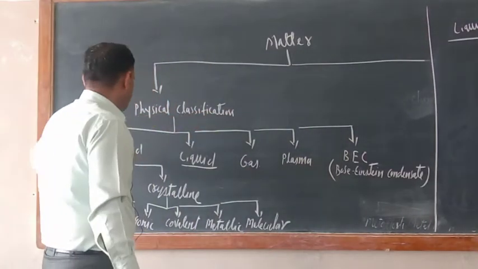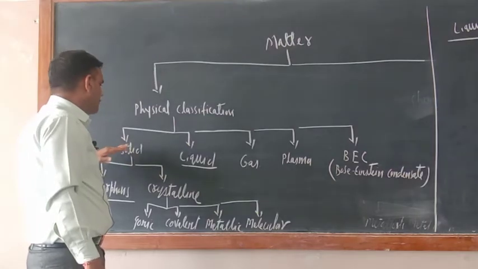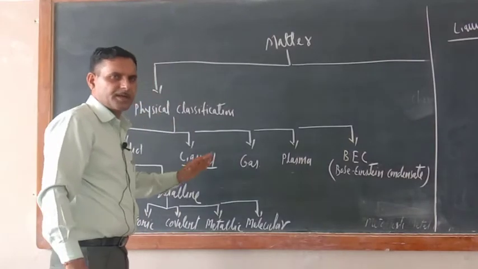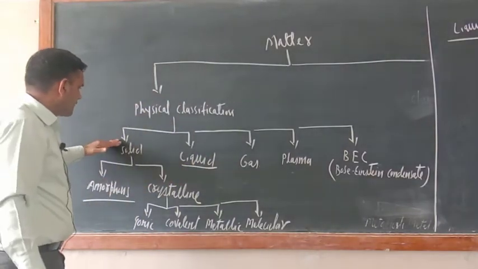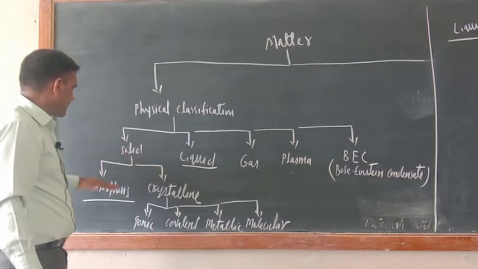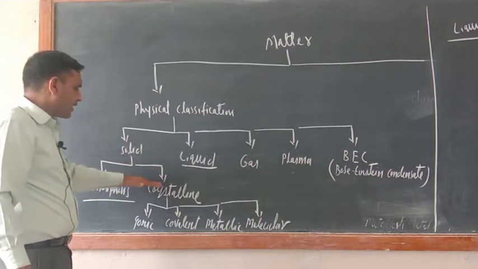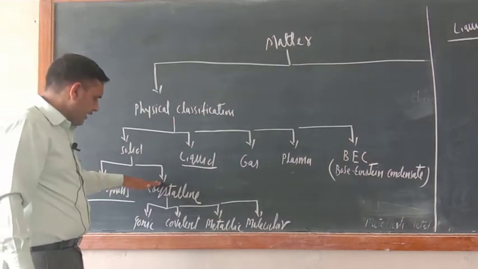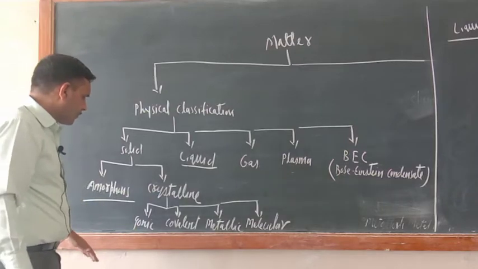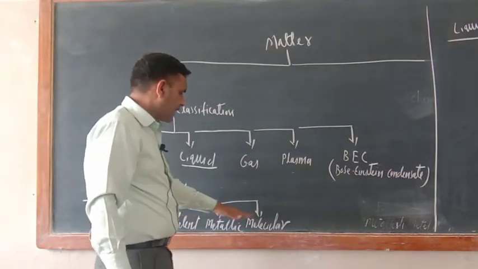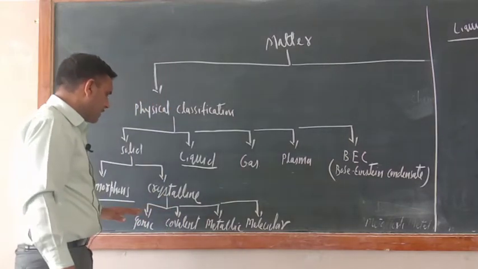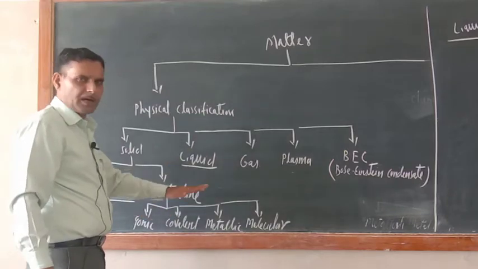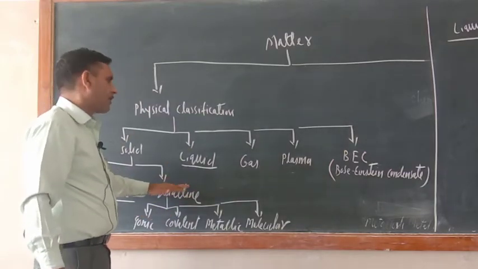So under physical classification, matter can be divided into 5 categories: solid, liquid, gas, plasma and Bose-Einstein condensate. In the last video only, how many types of solids are there? There are 2 types of solid: amorphous solid and crystalline solid. I have completed the amorphous solid and crystalline solid. Under crystalline solid, 4 types are there: ionic solid, covalent solid, metallic solid and molecular solid. With their examples I taught you.